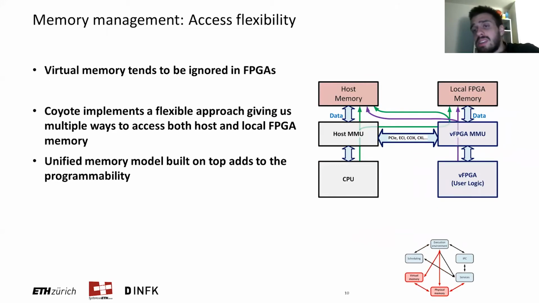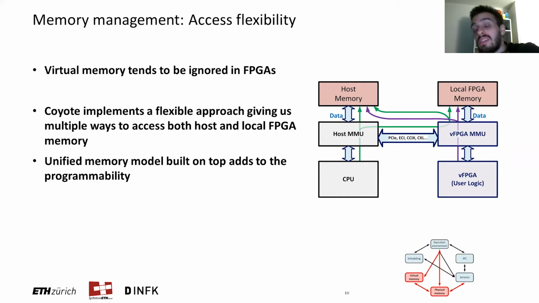Virtual memory is another important abstraction. It solves several critical problems, and it tends to be ignored in FPGAs, or expensive address translation is handled in the host. Either way, you can't just pass virtual pointers from the user space to the user logic in the FPGA freely, and this actually lowers the programmability quite a bit.